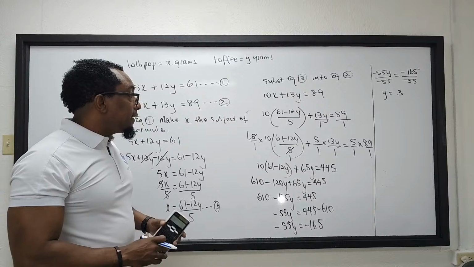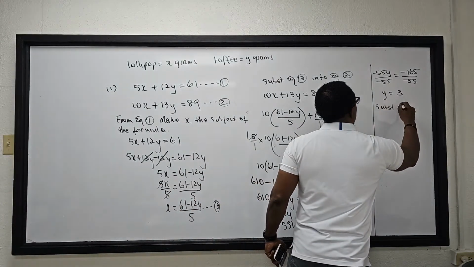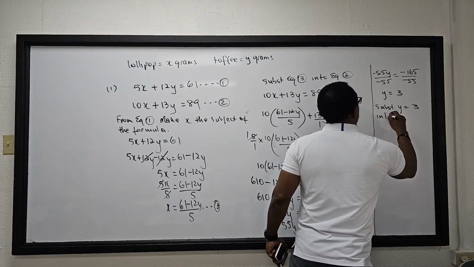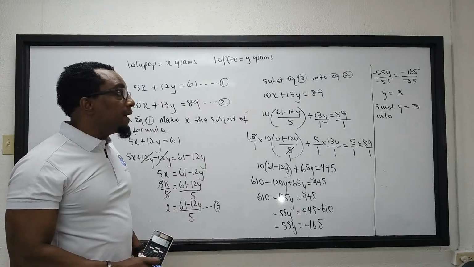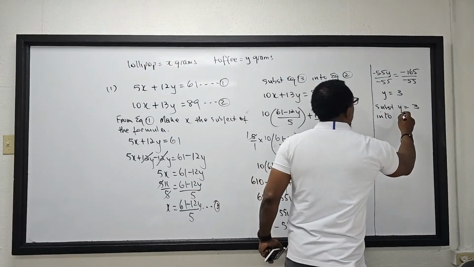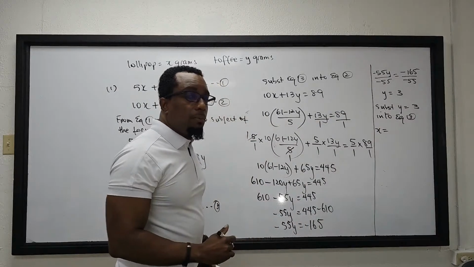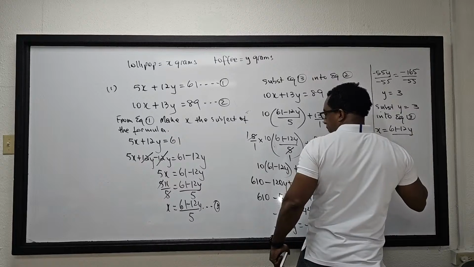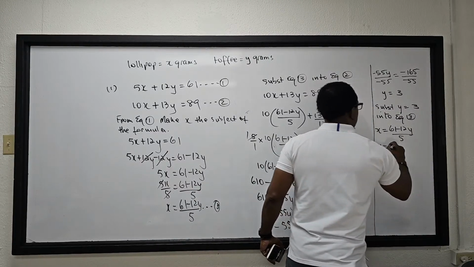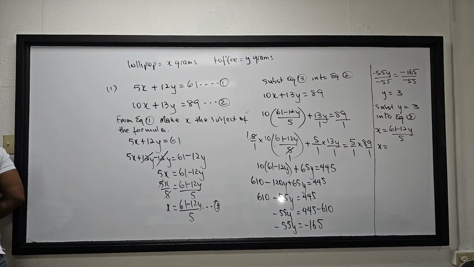So let us find x. So I'm going to substitute y equal to 3 into equation 3, so I can easily find x. Into equation 3, so x will be equal to 61, subtract 12y over 5, so I'm going to replace y with 3.